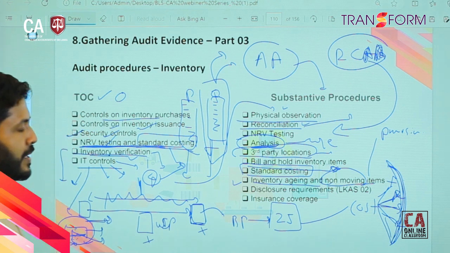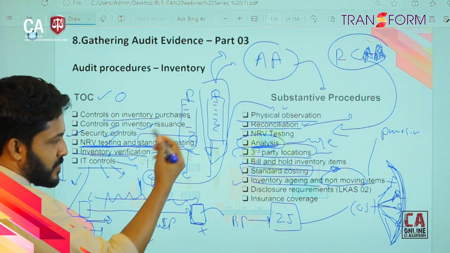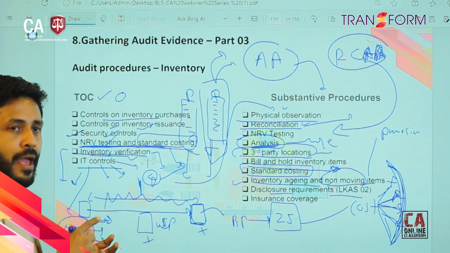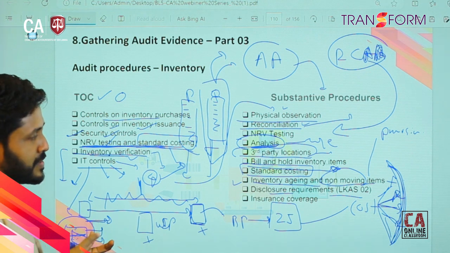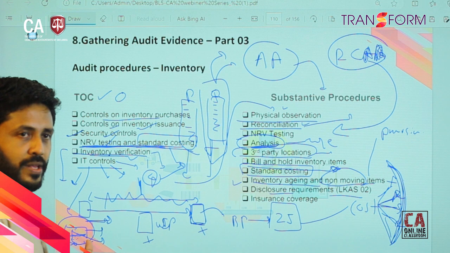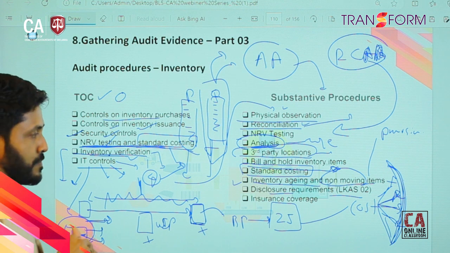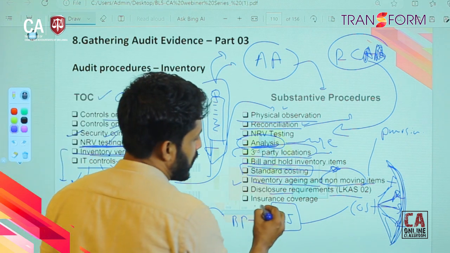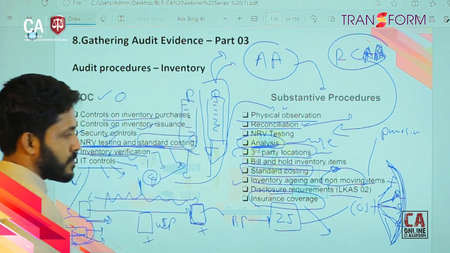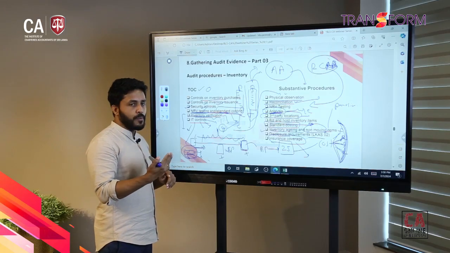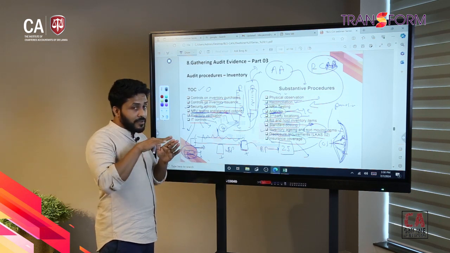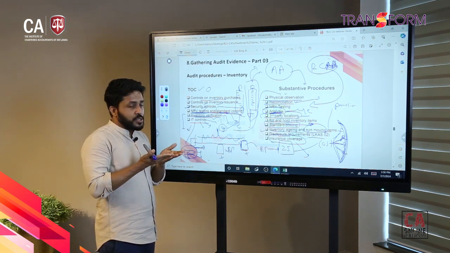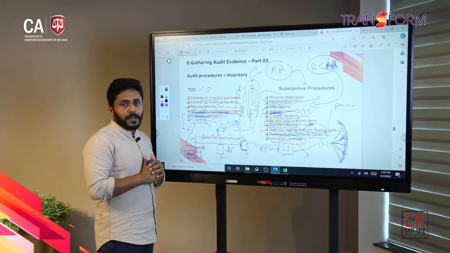You can do the provision, right? And then again, as we discussed, according to LKS2, what are the required disclosures? The costing method, and then is there any provision, any pledged items, or if you have done an NRV adjustment, all those things should be disclosed. Plus, you should have insurance coverage for inventory, right? According to the maximum order level, not the maximum inventory level, you should have insurance coverage for the company. So that ensures the existence of the inventory balance.